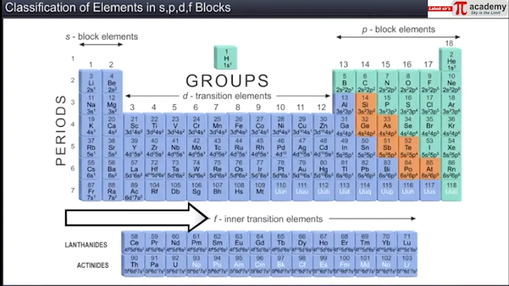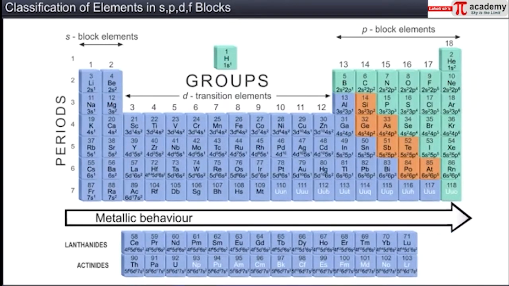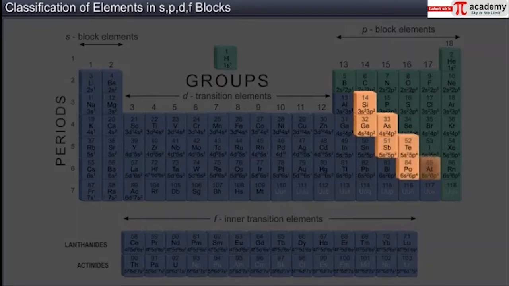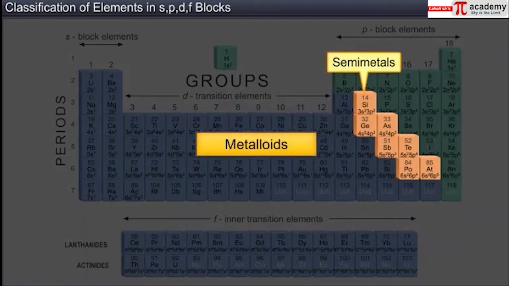Across a period, as we move from left to right, there is a transition from the metallic behavior to the non-metallic behavior. Elements like silicon, germanium, arsenic, antimony, and tellurium in the P block of the periodic table exhibit properties of both metals and non-metals, and therefore are called semi-metals or metalloids.